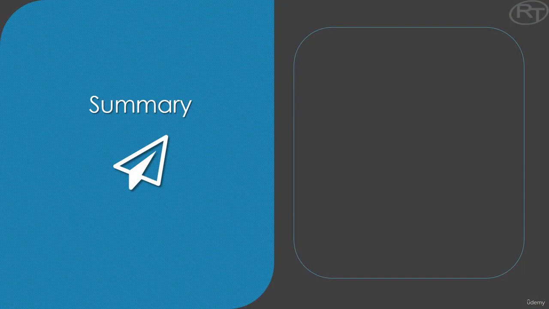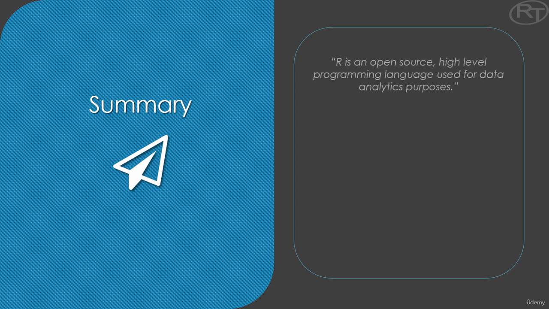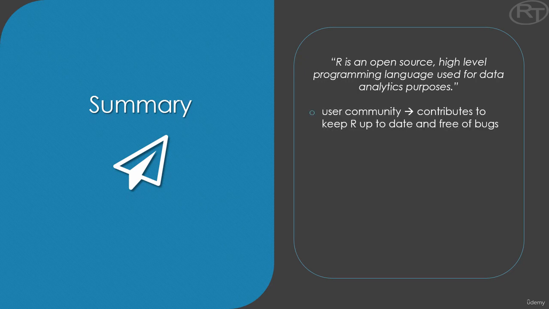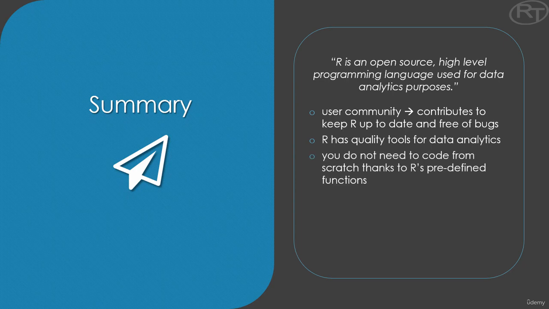Alright guys, let's recap what we learned in this video. We were discussing the general traits of R, which I put in one sentence. R is an open source, high-level programming language used for data analytics related purposes. Basically, that means that the R user community contributes to keep R free of bugs and up to date. R is used whenever you want to extract information out of data. And R has functions already available, you only need to set the right parameters.